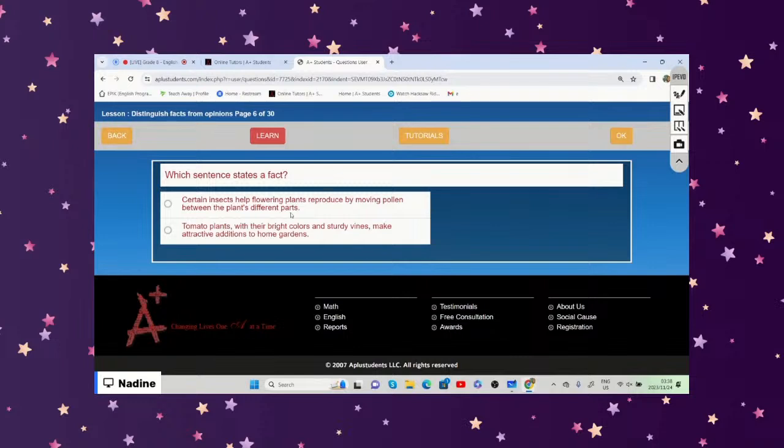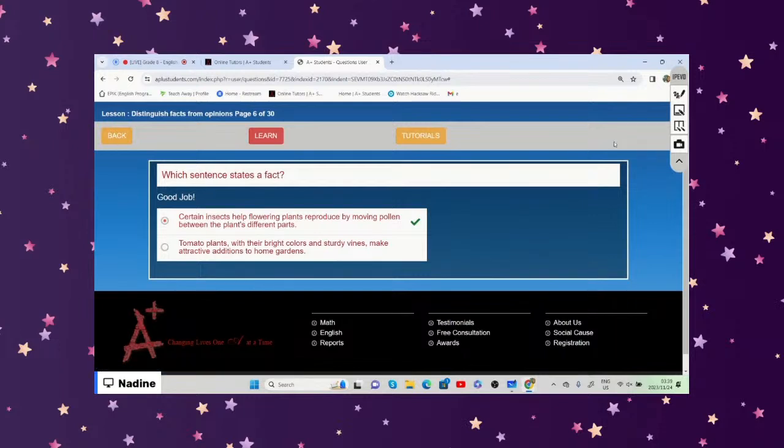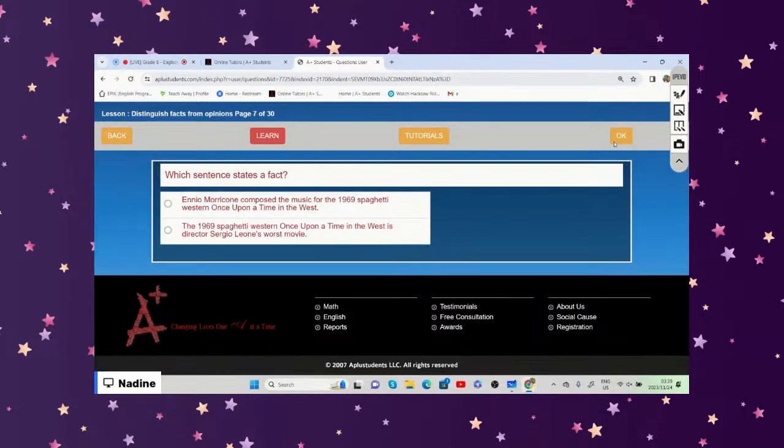So if we choose the correct one, we will say, let's go with the first one, right? Because the first one says certain insects help flowering plants reproduce by moving pollen between the different parts. Yes, and you also have number one. Let's see. And number one is correct. So well done.